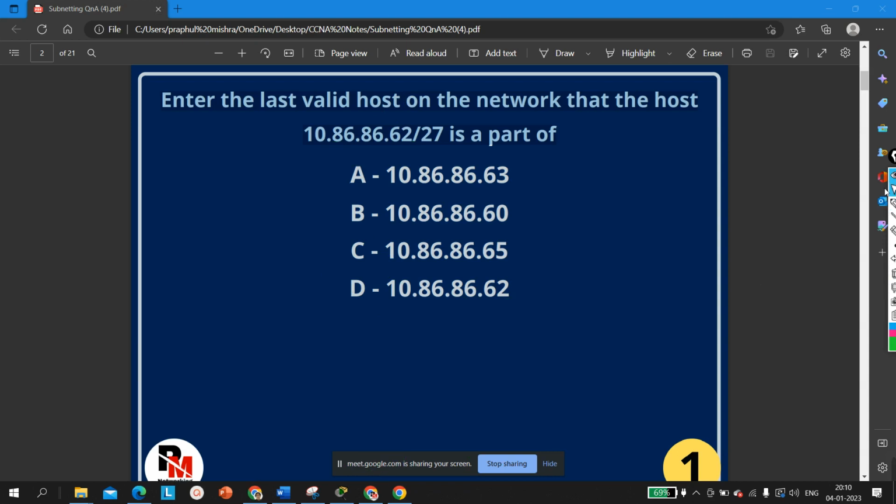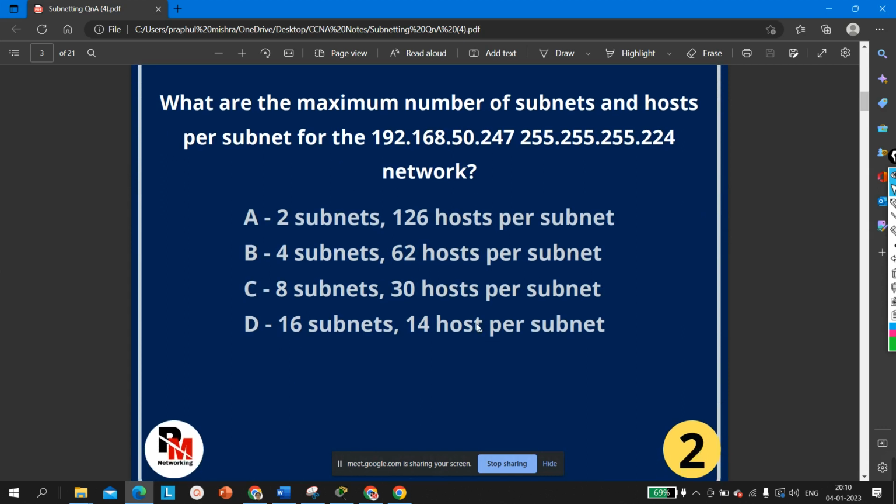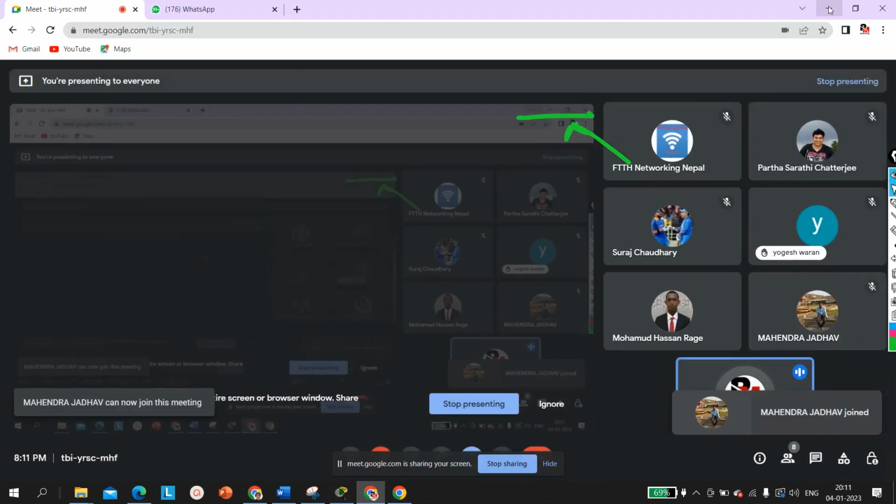Let me move to question number 2. And now guys, tell me the answer of this question. The question is, what is the maximum number of subnets? Subnets means, see guys, the full name of subnet is subnetworks. Subnetworks means subnetted network.